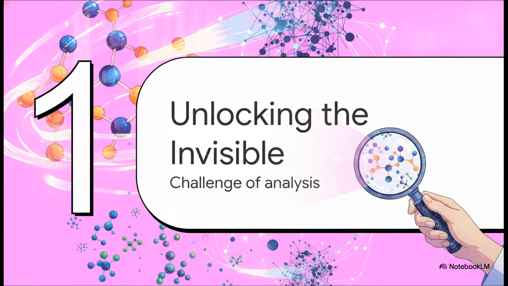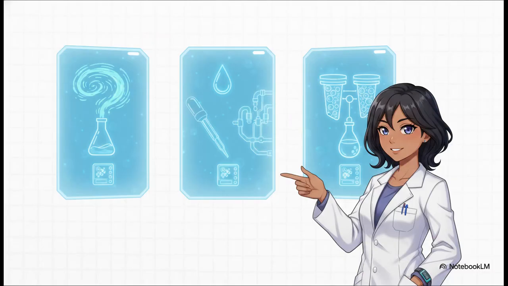Section 1. Unlocking the invisible. The challenge of analyzing chemical compounds. Okay, let's dive into this. The initial hurdle we have to jump is just that molecules are way too small to observe directly. We need incredible sensitivity to see their structures. But because the chemical world is so insanely diverse, there really isn't a one-size-fits-all starting point. Depending on the sample, we have to rely on specialized prep techniques before the mass spectrometry even starts.